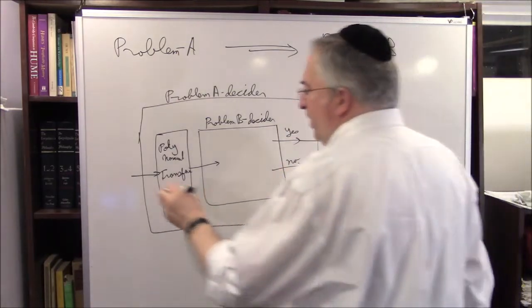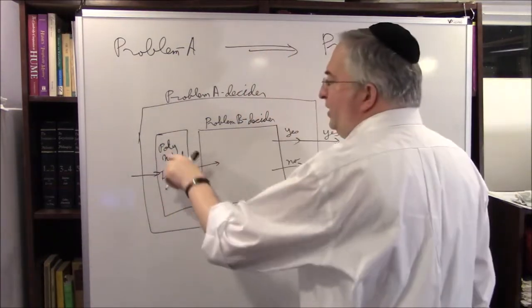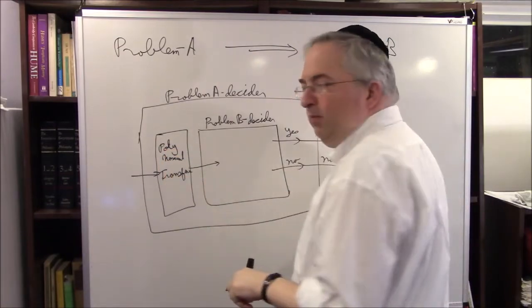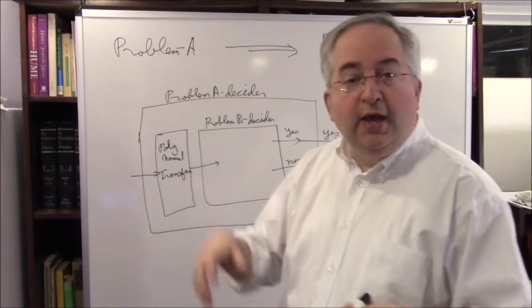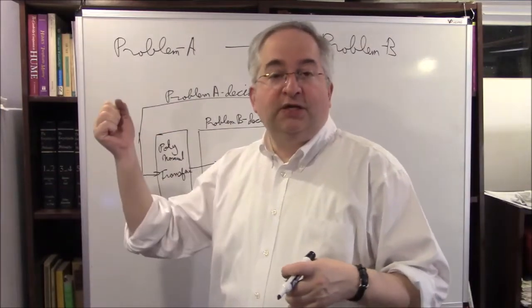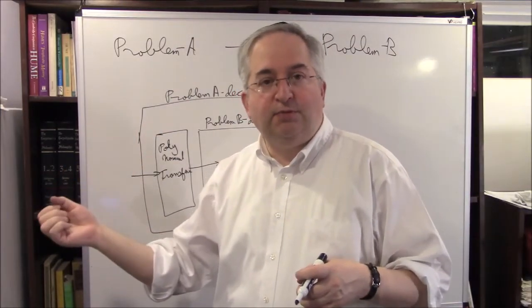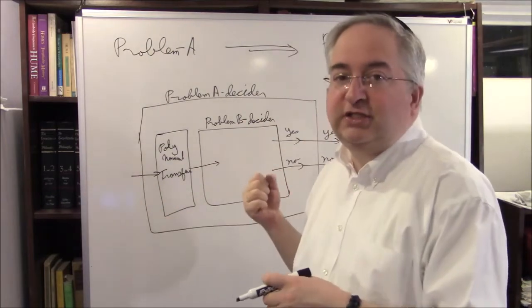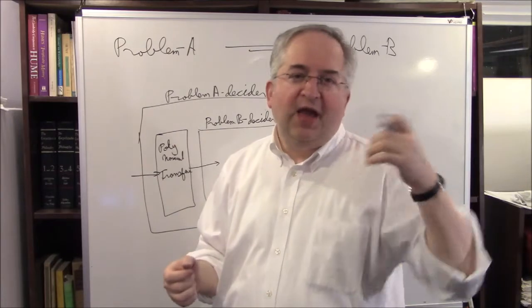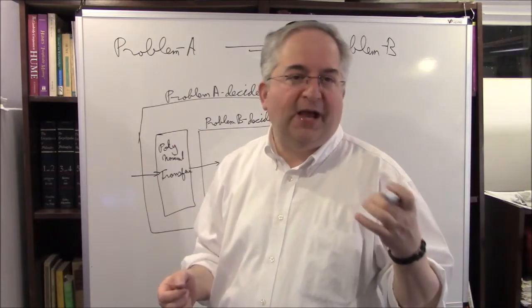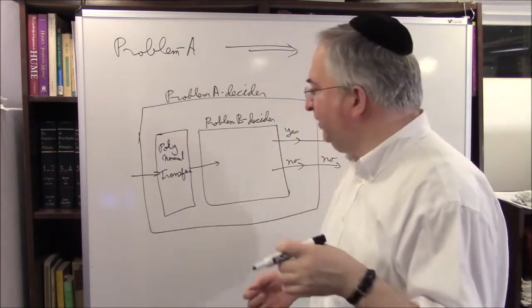So look what I do. I take an input to problem A. This is called a polynomial transformer. I transform it, but I transform it in an easy way. I did this for the set partition problem. I changed it into the subset sum problem. It was an easy transformation. I just took the same numbers and I figured out what the capacity was. It took 2 seconds flat. Okay?